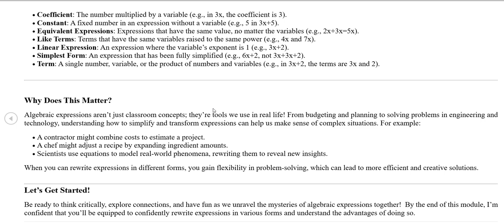So let's go ahead and get started. Make sure that you take notes. And of course, remember that you can always pause, slow down, or whatever you need so that you can make sure that you understand the material. So let's go ahead and get started.